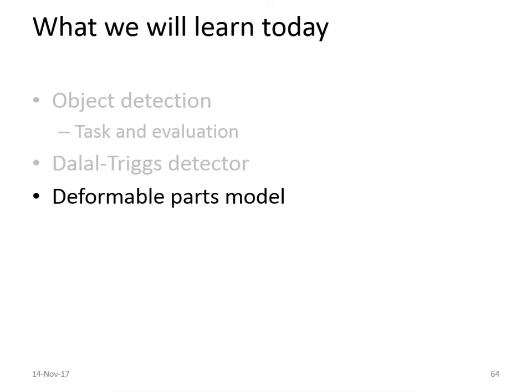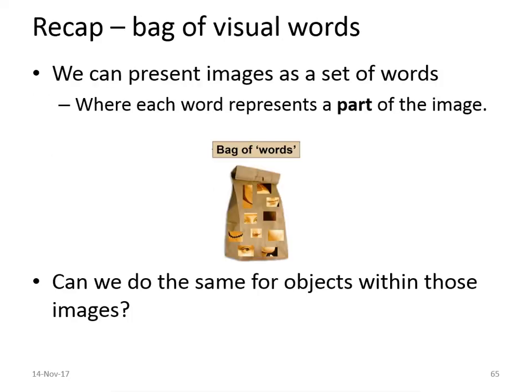And this is the Dalal-Triggs algorithm, and I would like to talk about something a little bit more sophisticated than this one. So DPM is the deformable part model. It's basically the state of the art before people started using deep learning algorithms, the best detection algorithm of that time. It was introduced around 2008, and I guess the journal paper is 2010.